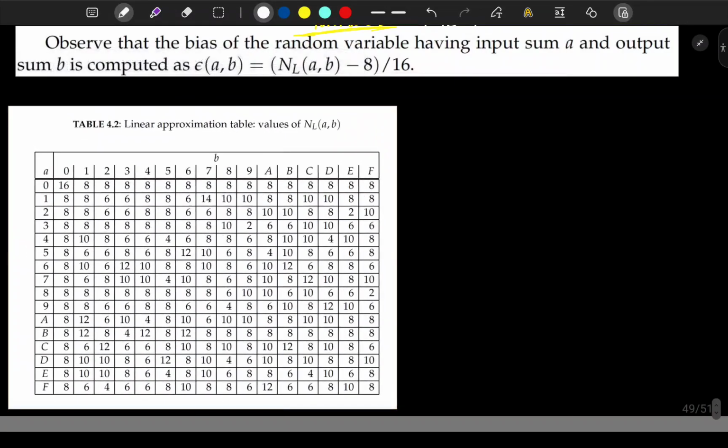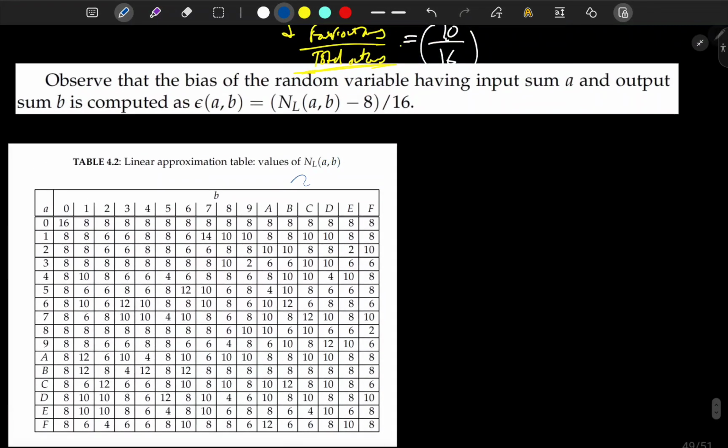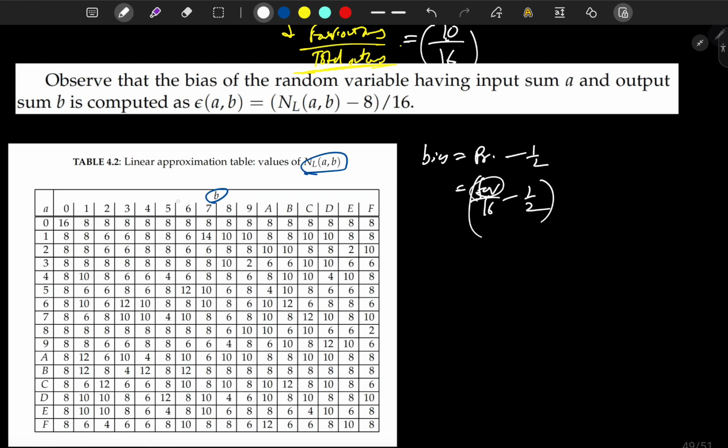Okay, so you understand this table, how this table means. Since a comma b is nothing but a random variable. This is just the representation of the random variable. So if a value is 0 and b value is 0, then NL of a comma b. So see here, since bias is equal to probability minus 1 by 2, and probability is nothing but favorable by 16 minus 1 by 2. This favorable I am writing here. This is what they are calling NL.